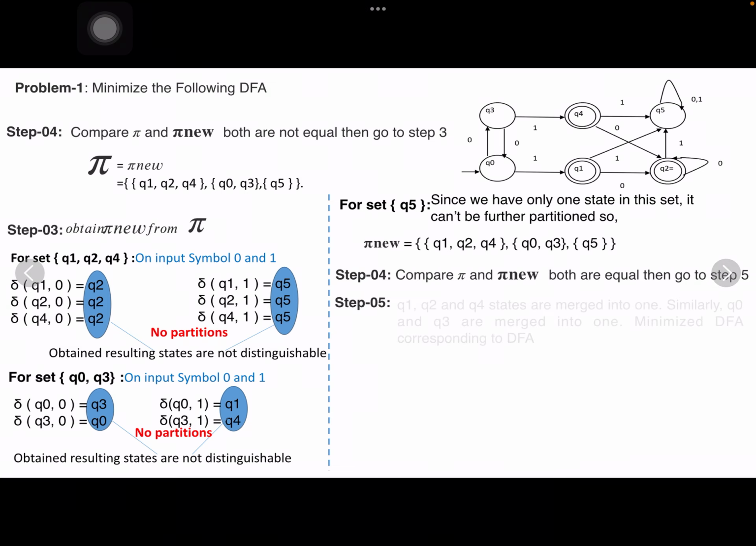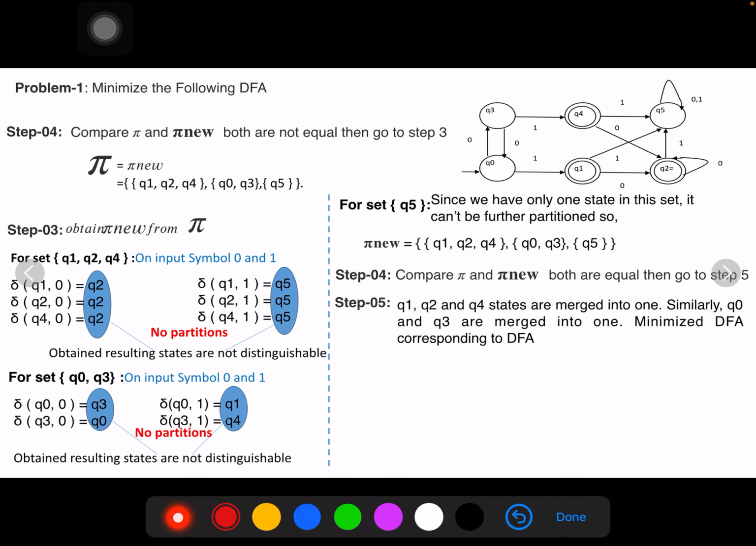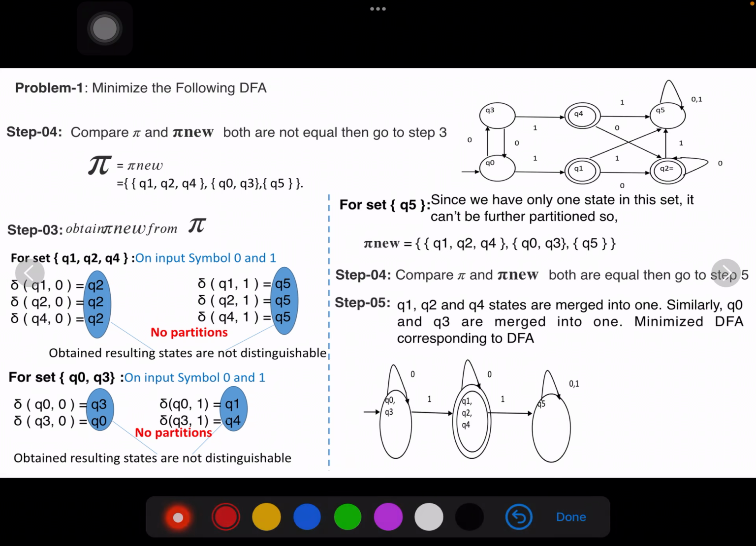So what is step 5? Pick Q1, Q2, Q4, these states merge into one. Similarly, Q0, Q3 are merged into one. Now the minimized DFA corresponding to this. Look at this. I have taken this one set, right? This is one. Then Q0, Q3 belong to another group, and Q5 belongs to the other group, right? So this is the transition diagram as merged.